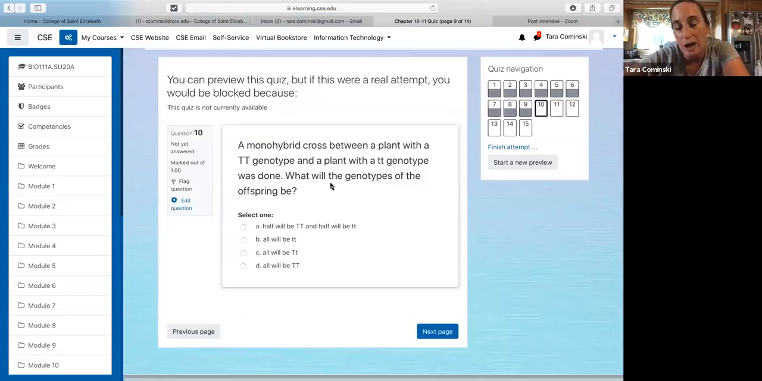All right, so now we have a monohybrid cross between a plant with a big T homozygous dominant genotype and a plant with little t genotype. What will be the genotypes of the offspring, right? So here's an example of a question I might ask on the exam, and you may have to just write out that cross real quick for yourself. But basically, you're going to end up with all heterozygotes, right?